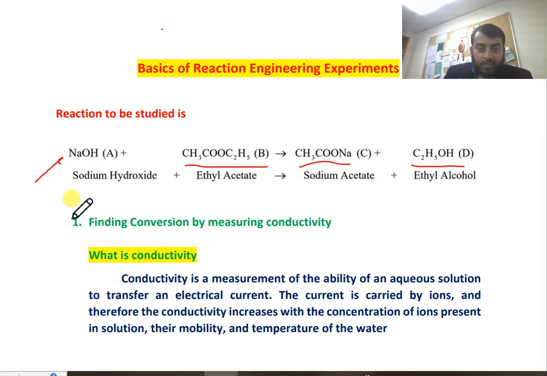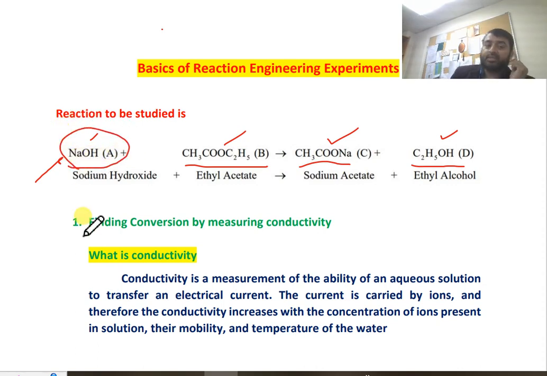Okay, so NaOH reacts with ethyl acetate to give you sodium acetate and ethanol. The conventional way is to do some titration, you want to know how much unreacted NaOH is and so on. That is a bit tedious and old-fashioned. So what we do, we measure conductivity to know the conversion.